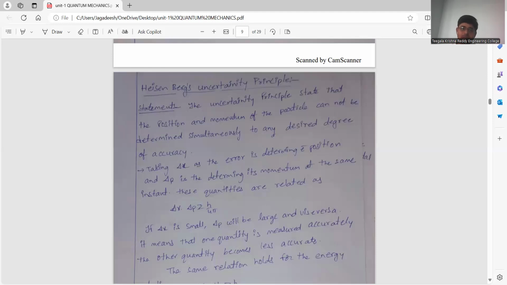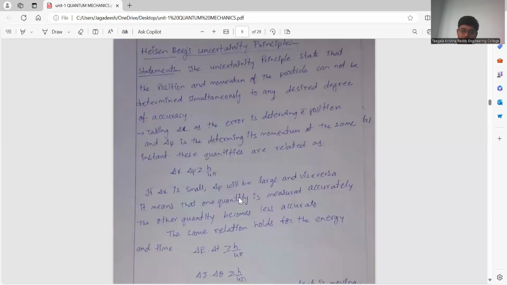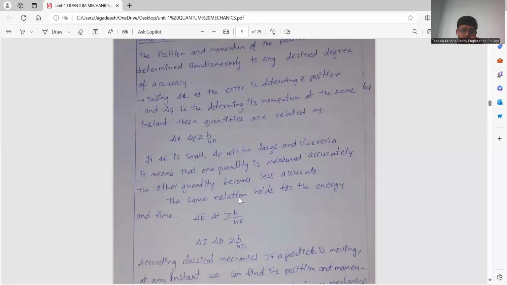The equation is del x times del p is greater than or equal to h by 4 pi. Here x is position, p is momentum, and h is the Planck constant. The product of the uncertainties in position and momentum must be greater than or equal to h by 4 pi. And we can also determine the energy and time according to the uncertainty rules.